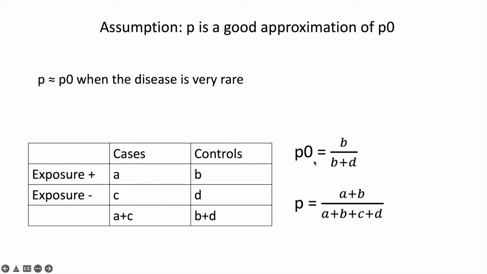To get into why P naught and P are pretty equivalent: P naught, the proportion of controls that are exposed, is B over B plus D, and P is the overall exposure, so everyone who is exposed, A and B, over everyone, so A, B, C, and D. But if the disease is super rare, then A and C are negligible in comparison to B and D, so we can almost cross out A and C, and we're left with B over B plus D. So most of the time in a case control study, we can make this assumption that P and P naught are very similar, at least for the sake of sample size calculations.